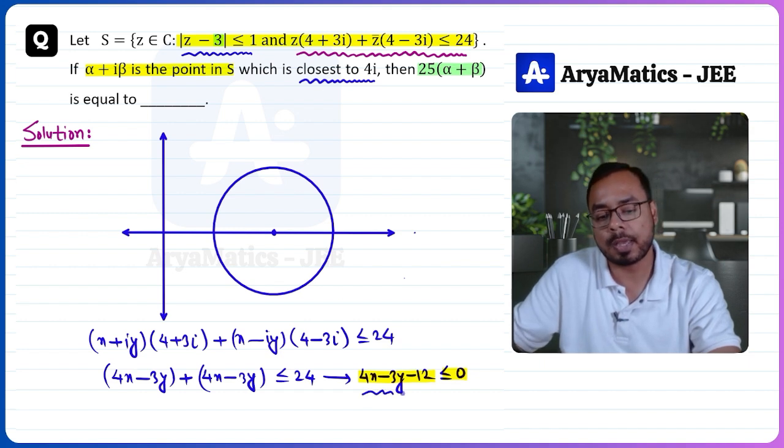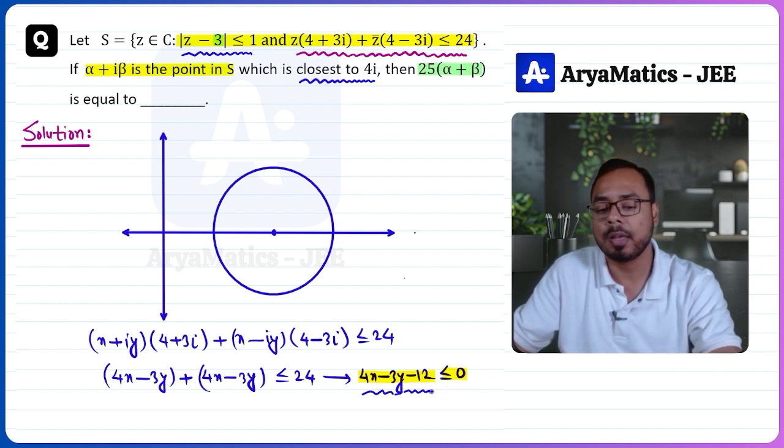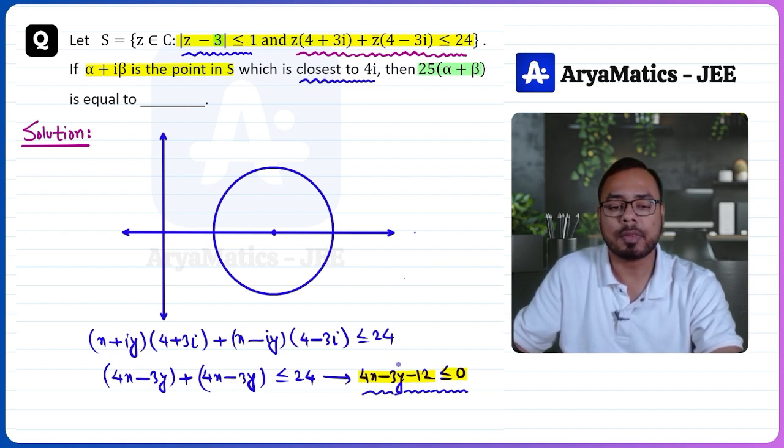So this will represent any one side of the line. If I had an equality sign here, then it will represent points on the line. Inequality means any one side of the line.